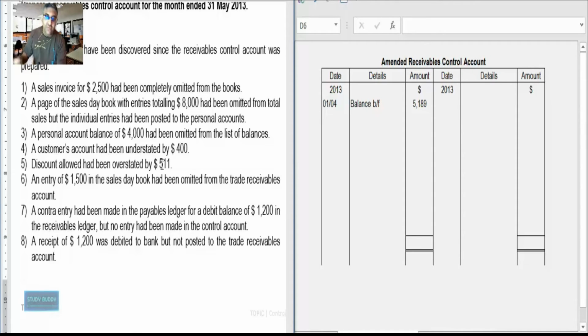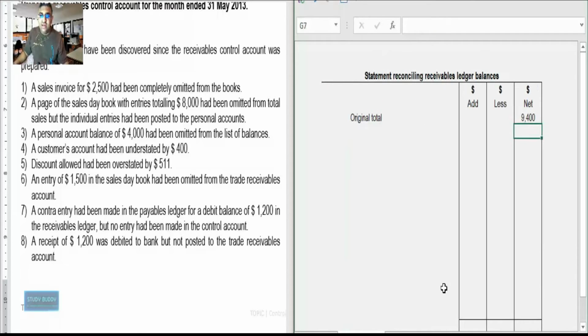Given that the entry of 2,500 has been omitted, we have to debit the amended receivables control account with 2,500. These are sales omitted, dated the 30th of April. And as I said, given that the transaction was completely omitted from the books, the correction has to be made in the statement of reconciliation as well, where we've got to add the value of 2,500. So this is my error number 1, sales omitted.